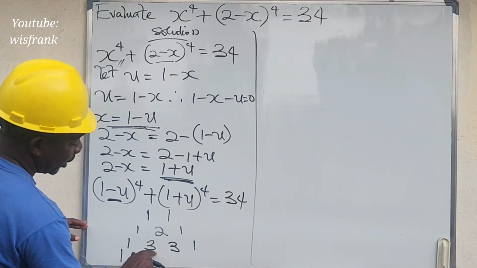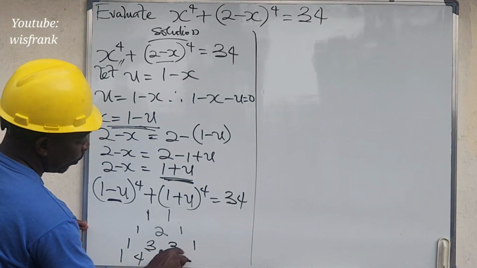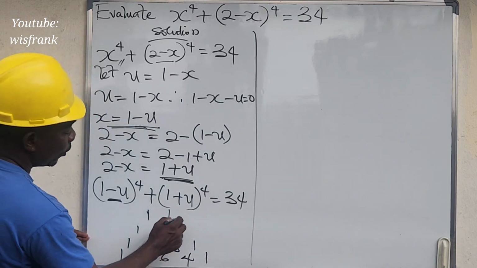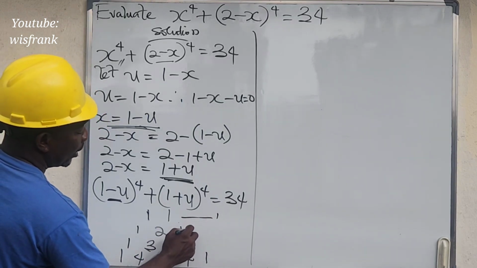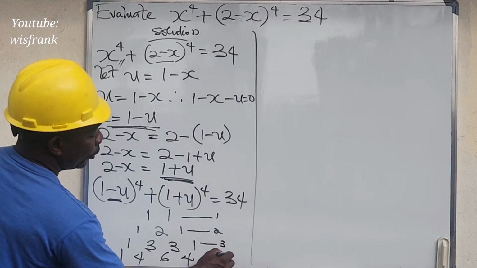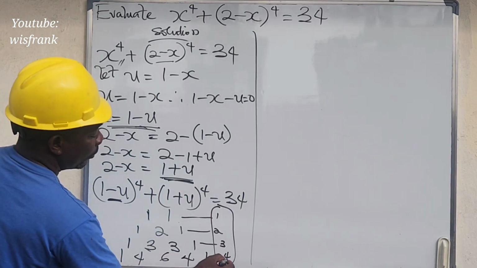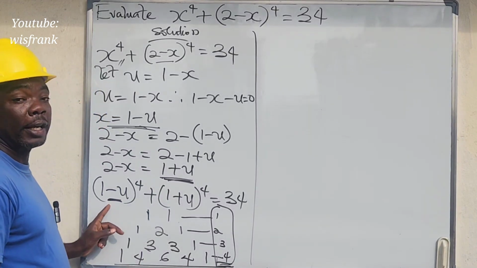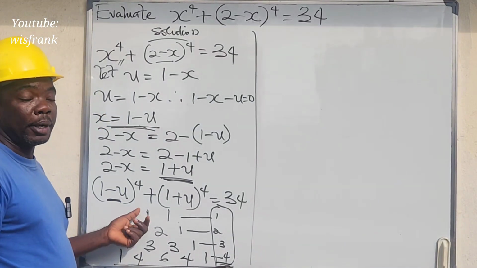Then cover it with 1. 3 plus 3 will give us 6. Then we have 3 plus 1 will give us 4. Then all covered with 1. So this is to the power of 1, this is to the power of 2, this is to the power of 3, and this is to the power of 4. So this is what we have. We are going to use this for the power of 4 for us to find the value of u from this parenthesis.